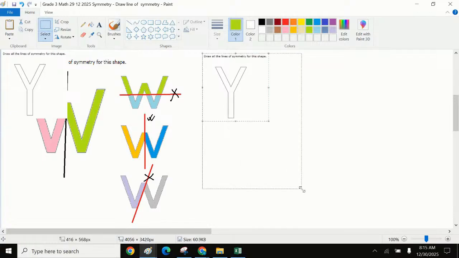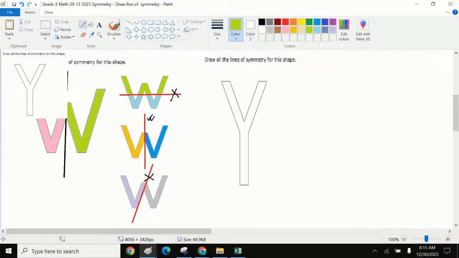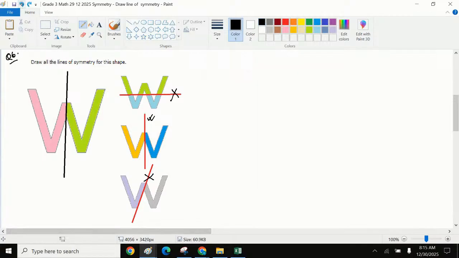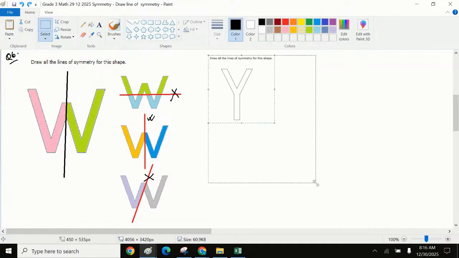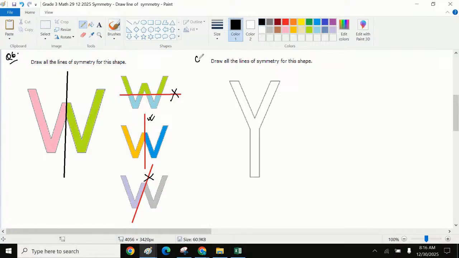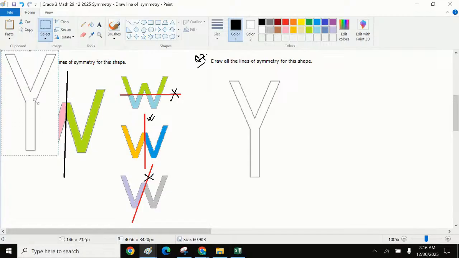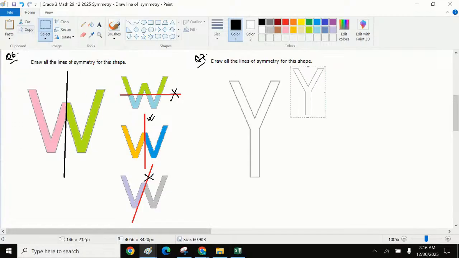So let's see if we can enlarge this. Okay. This is question number 6, and this is question number 7. Let's see if we can have multiple lines of symmetry over here. So if we have the shape that is given to us, that is the alphabet Y, let's take some considerations. Let's take some samples. Let's at least take 2. Let's see if there are possibilities.